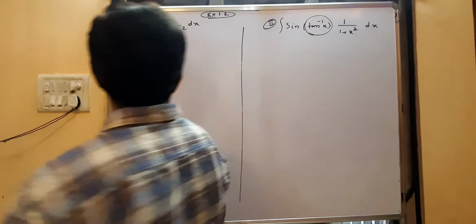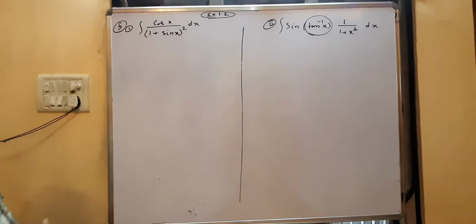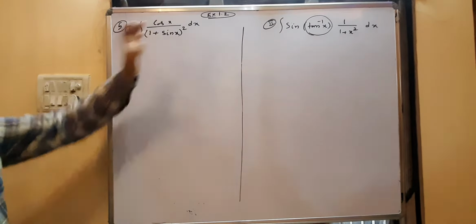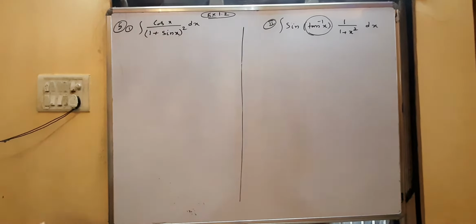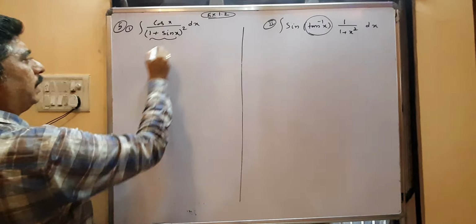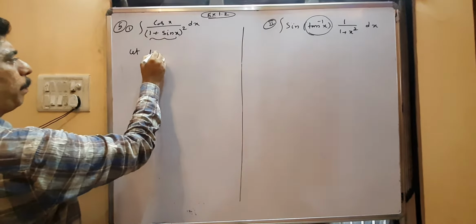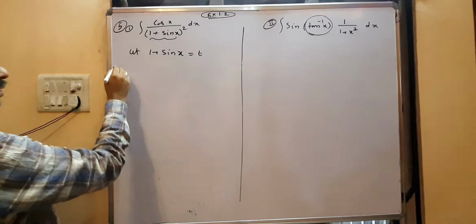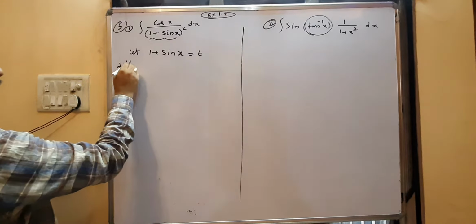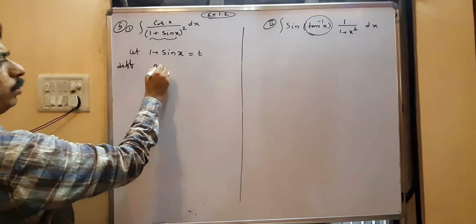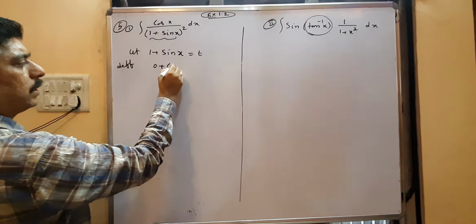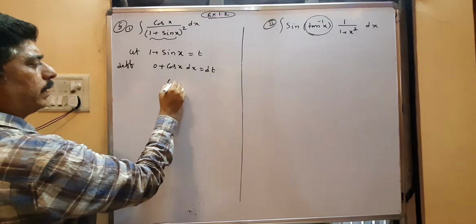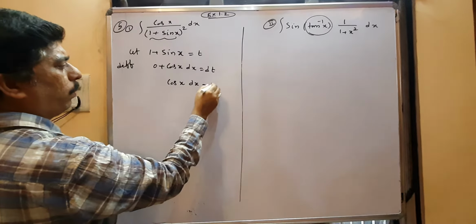Now you have to find it by the substitution method. Integral of cos x by (1 plus sin x) whole square dx. Take that 1 plus sin x as t. Let 1 plus sin x equal to t. Differentiate it. Derivative of 1 is 0, derivative of sin x is cos x, dx equal to dt. Then cos x dx equal to dt.